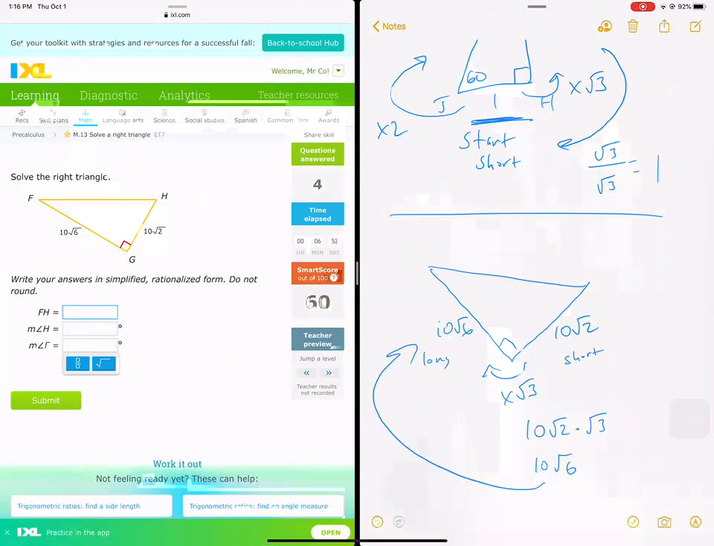So this means this is a 30, 60, 90 triangle, where 60 degrees is on the short side and 30 degrees is on the long side. Hypotenuse is double, so we double 10 square root of 2 and it becomes 20 square root of 2.